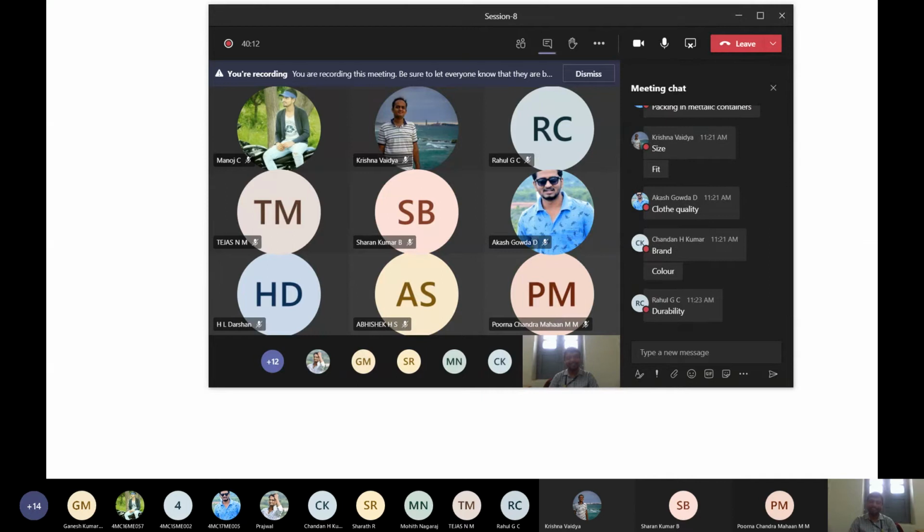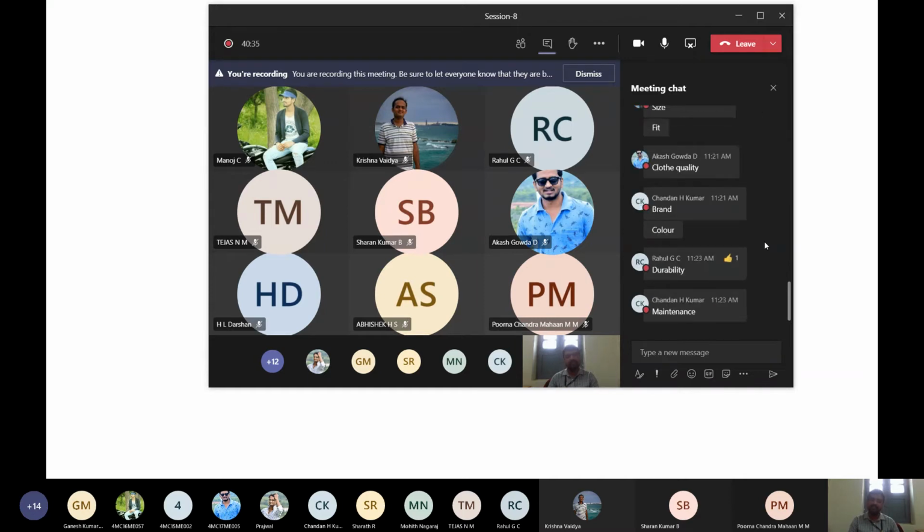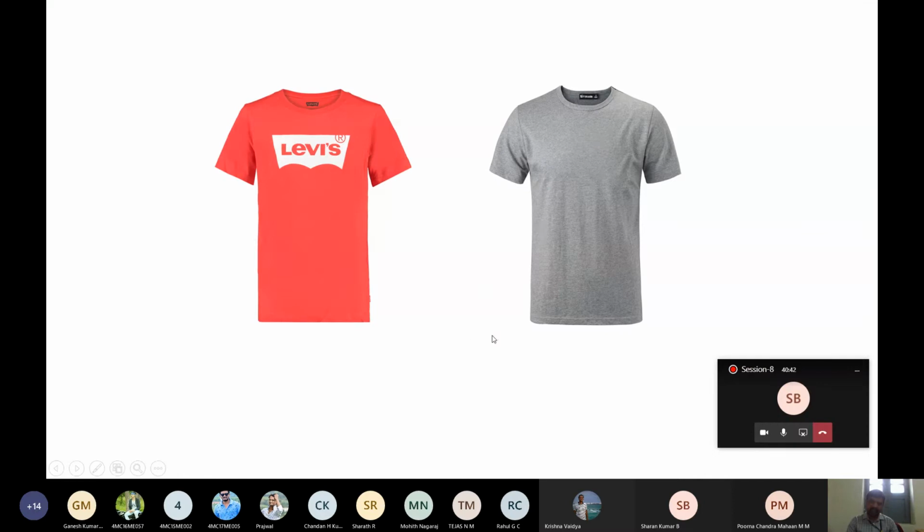What is the functional requirement? So the functional requirement is that it has to cover the body. Why do we wear clothes? It has to cover our body. Other than that, we may look into aesthetic aspects, such as whether, if we wear a particular t-shirt, how others will look at us. Then maintenance. Next, there's another example.